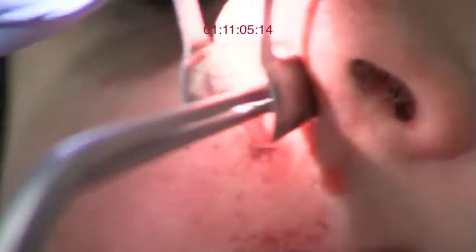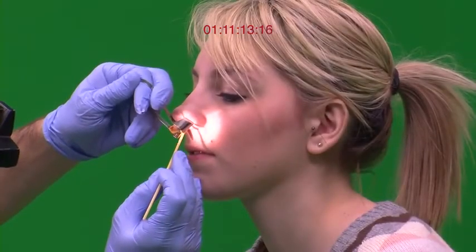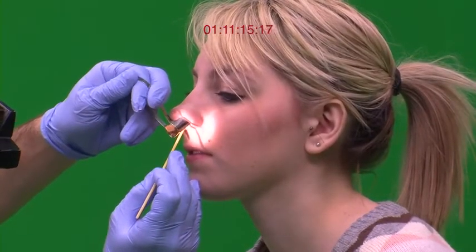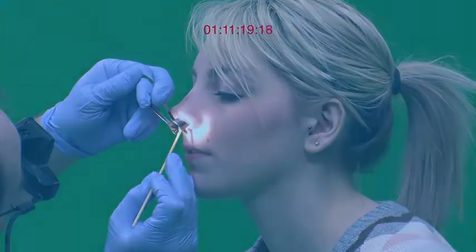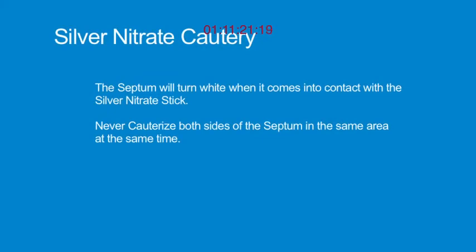After 10 minutes, remove the cotton wool. Use the Thudichum speculum to expose the bleeding point. Use a silver nitrate stick and start by creating a circle around the bleeding point and then working in towards it. When you get to the bleeding point, press on it for about 10 seconds. The septum will turn white when it comes into contact with the silver nitrate stick. Never cauterize both sides of the septum in the same area at the same time.